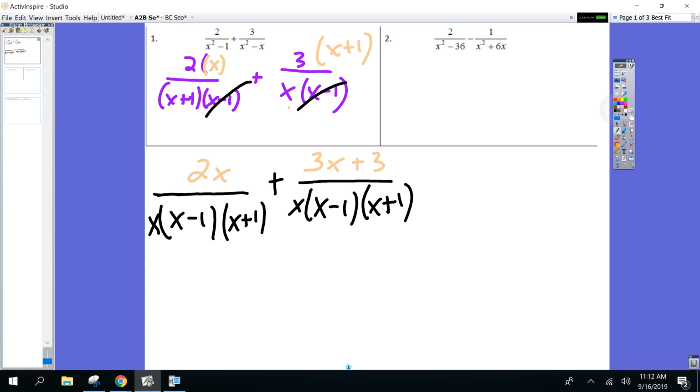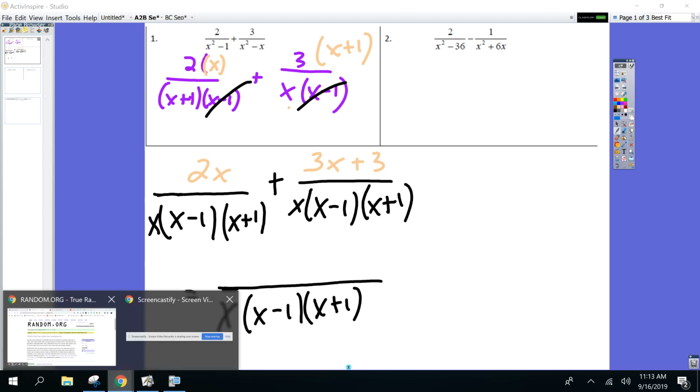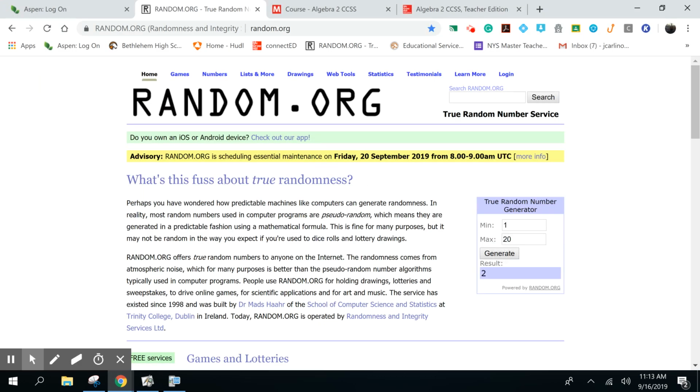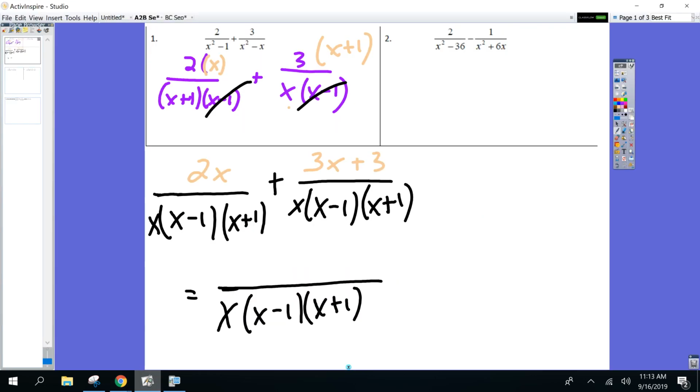Okay. Combine the numerators. Make it into one fraction. So same denominator on the bottom. Now what's going to go on top? 2x plus 3x, 5x plus 3. 5x plus 3.